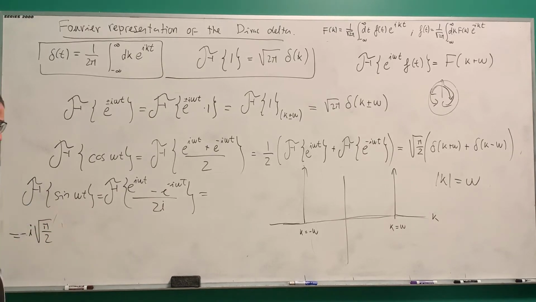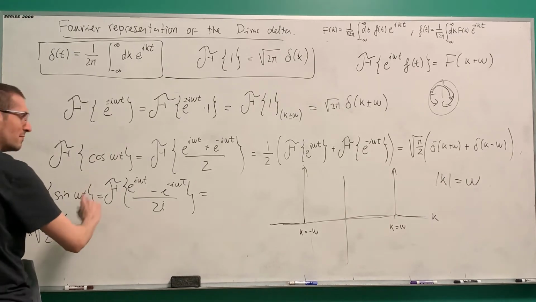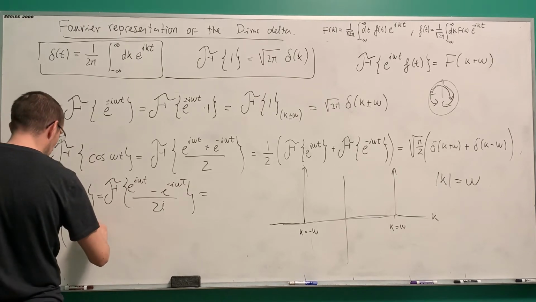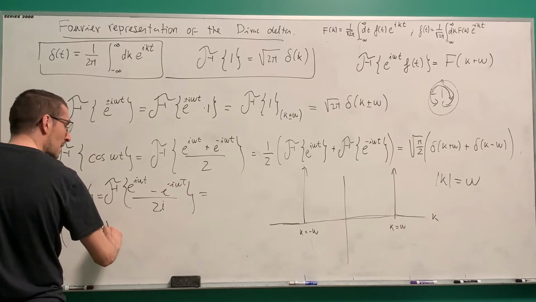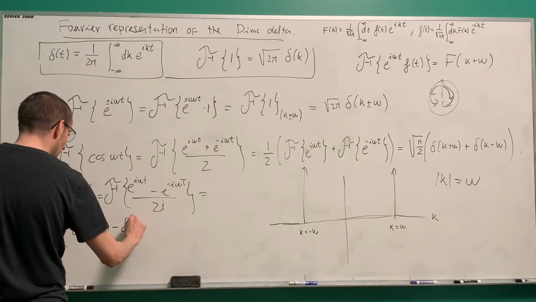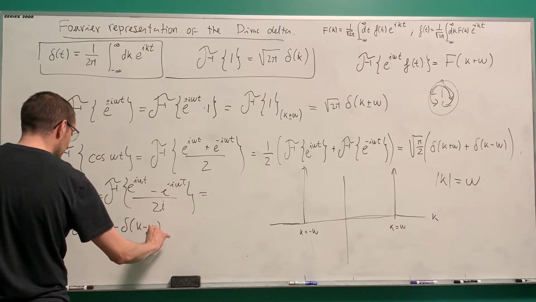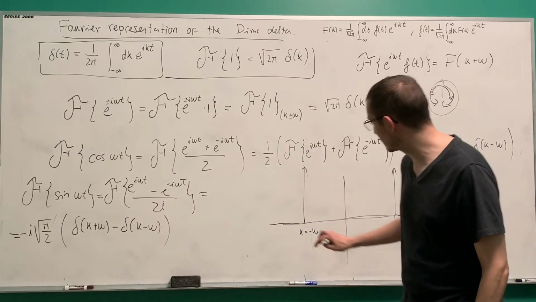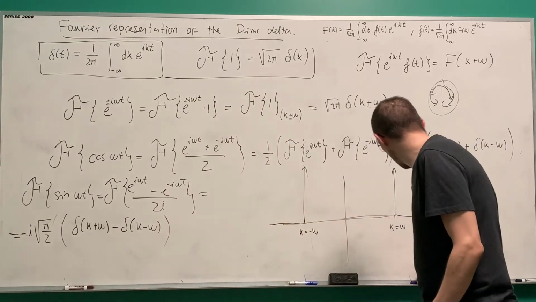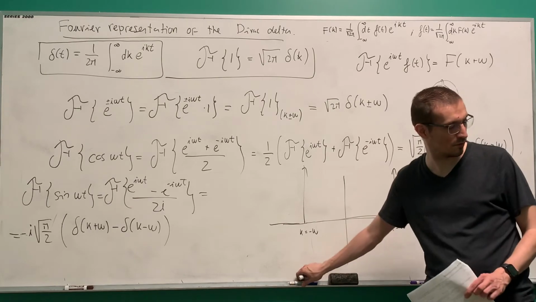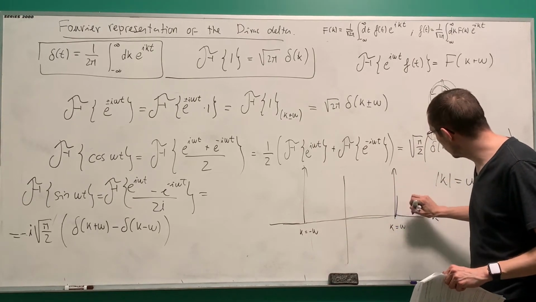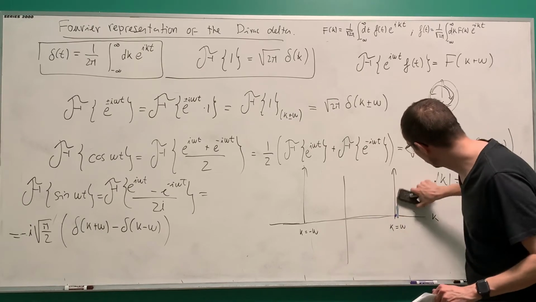Minus i. And then I get the sum of delta of k plus omega minus delta of k minus omega. So the plot is kind of similar. The only difference is that instead of having that one, I'm going to write it in another color, perhaps blue, if this works. I don't know if it will. It would be the same. Oh, yeah, it works.